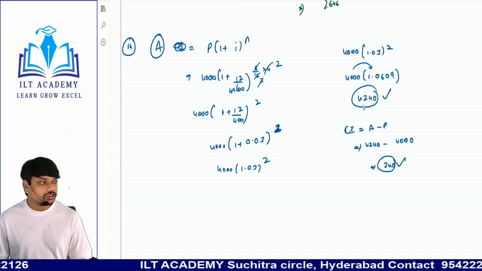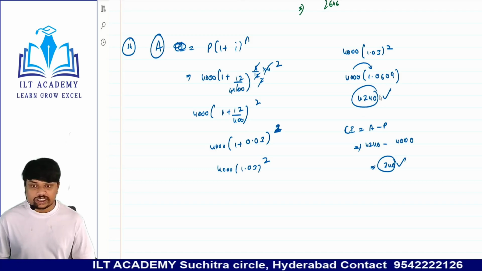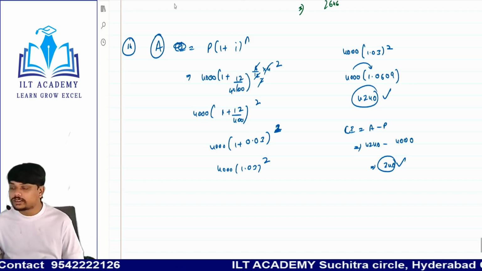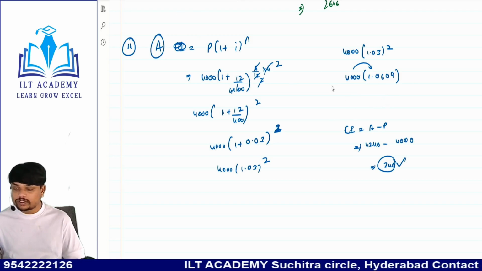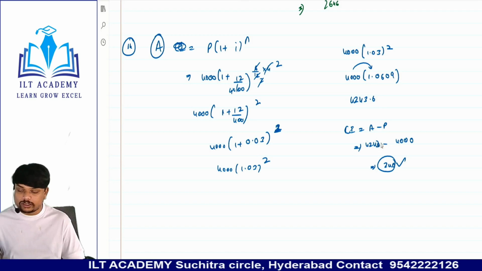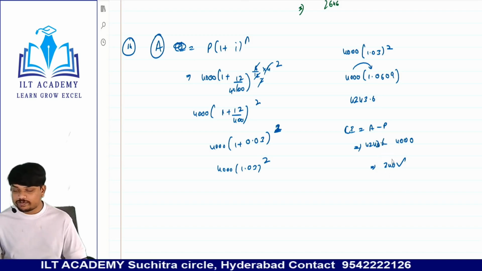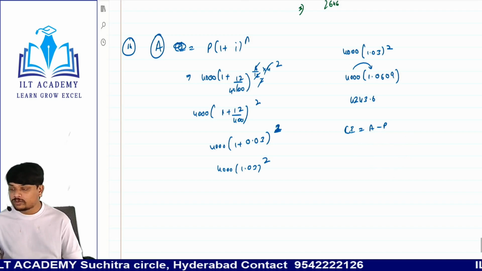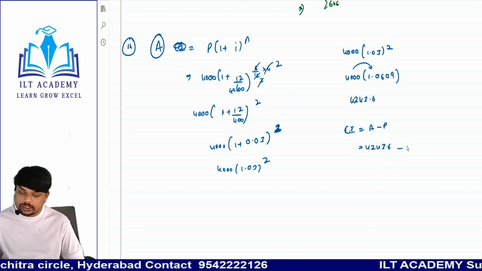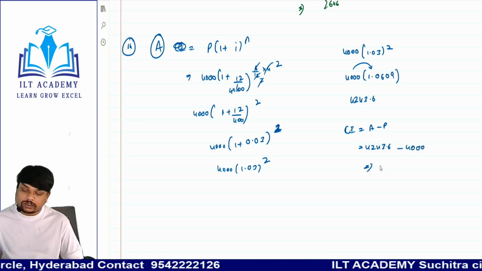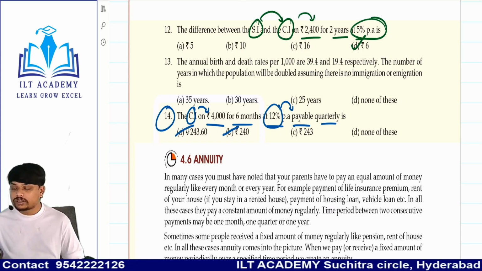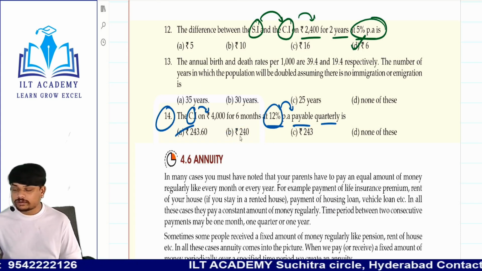1.0609 into 4000. Wait one second. Now Seema, this is 4243.6. So 43.6. This is 4243 minus 4000, which is 243.6 compound interest, and this is what near A option, not B option.